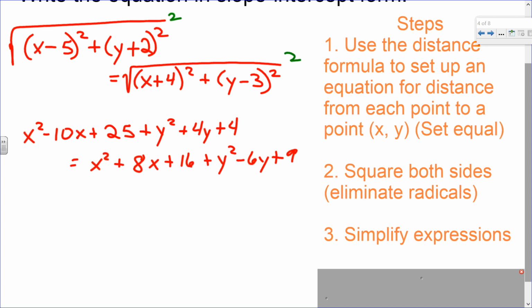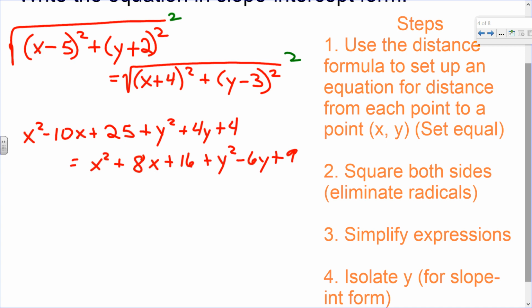Don't let me forget a square where I need one. Don't let me write the wrong coefficient down or drop a minus sign. Does that look good to everybody? Okay, now we want to finish simplifying, and since it's the equation of a line, get it in y equals mx plus b form.